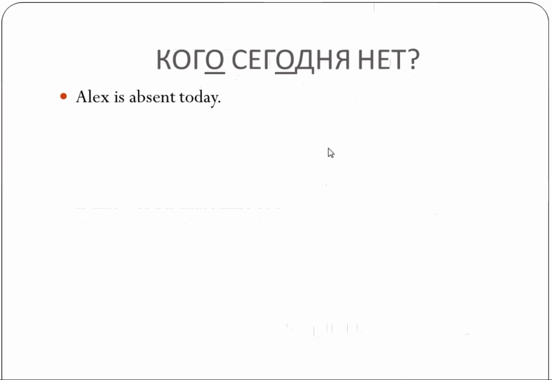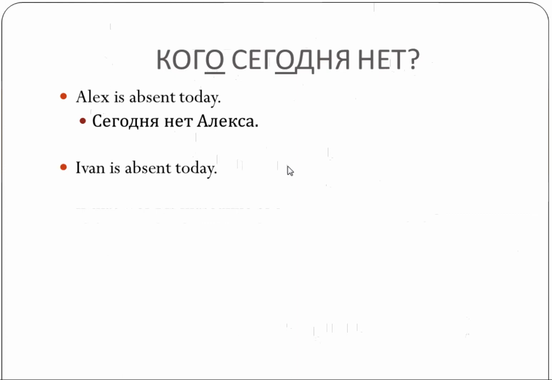So let's say I want to say Alex is absent today. So Alex is a masculine word, ends in a consonant. Masculine words add a. Сегодня нет Алекса. The word order is flexible, but that's one way. Ivan is absent today. So Ivan in Russian, Ivan, masculine word. Again, masculine words add a, unless it's an exception. This is not. So сегодня нет Ивана with a ending.